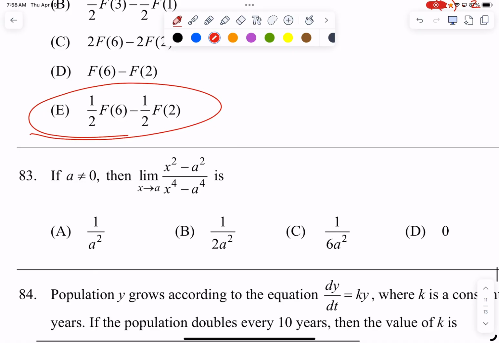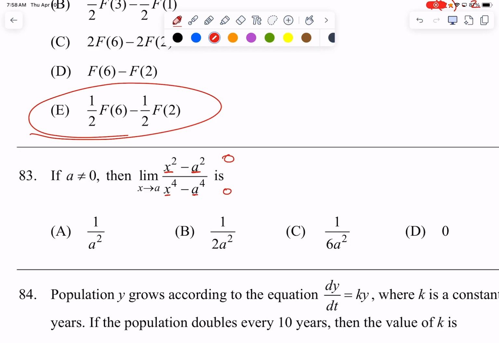All right, limit. Let's see. Maybe we can use L'Hopital's rule. Maybe we can just do direct substitution. Or maybe it's really easy to do with factor cancel. Okay, let's plug in a. If I plug in a, I get a squared minus a squared, which gives me 0. If I plug in a on the bottom, I get a to the 4th minus a to the 4th, which gives me 0. 0 over 0.